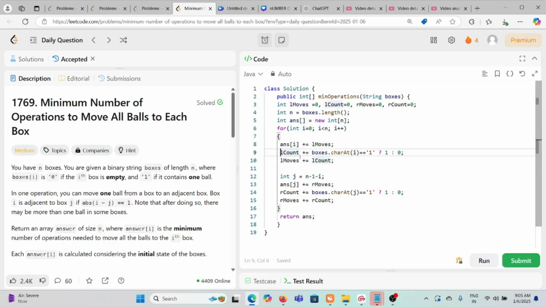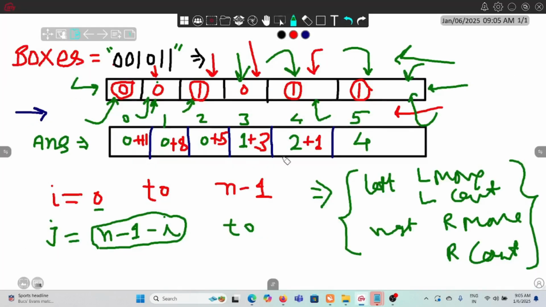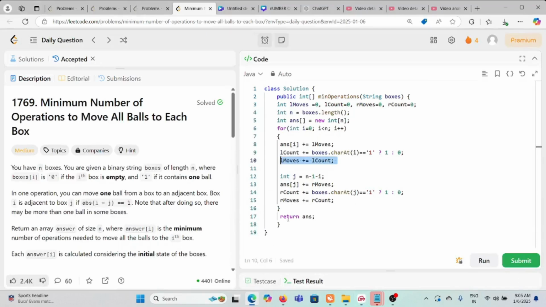Here I am counting L count according to the character. If the character is 1, then we increase by 1, otherwise it is 0. So I move L count this way, and then make L moves equal to L moves plus L count, the same way we were doing here, right? And this is for the right side. If we do j equal to n minus 1 minus i, we get the corresponding value: the one anchoring at ith would be from the end first. So it is the same distance from i, from the end, like the start from the left.